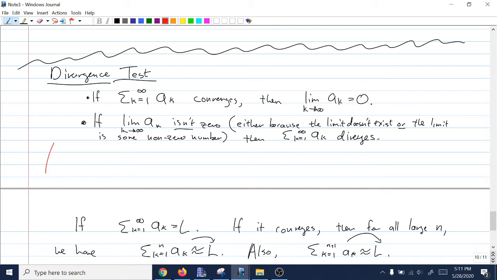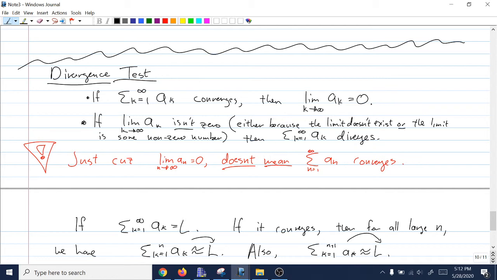I'm going to write this in red to make it a warning. Warning. Just because the limit of a sequence is 0 doesn't mean that the sum of the terms converges. And the divergence test does not tell you that. The divergence test is called the divergence test because it can only give you divergence. It will never tell you that something converges.